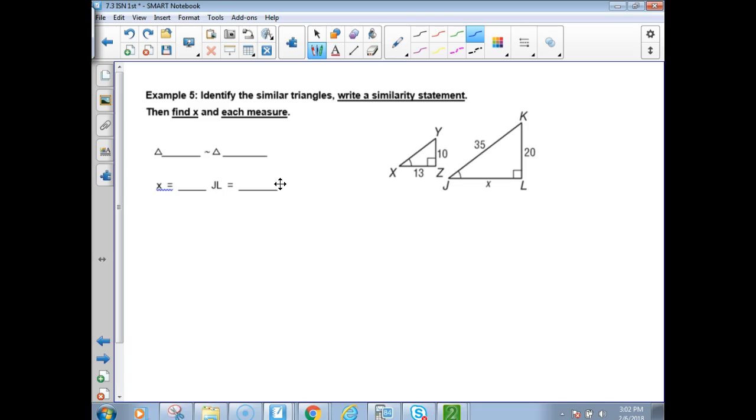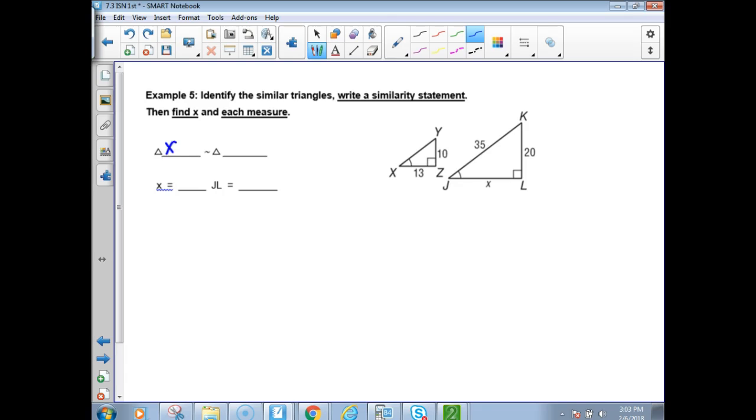Number 5, identify the similar triangles and write a similarity statement. Find x and find each measure. All right. I see these triangles, and I see an angle and an angle. I got a right angle and a regular angle, and they're marked congruent. So I know these triangles are congruent.